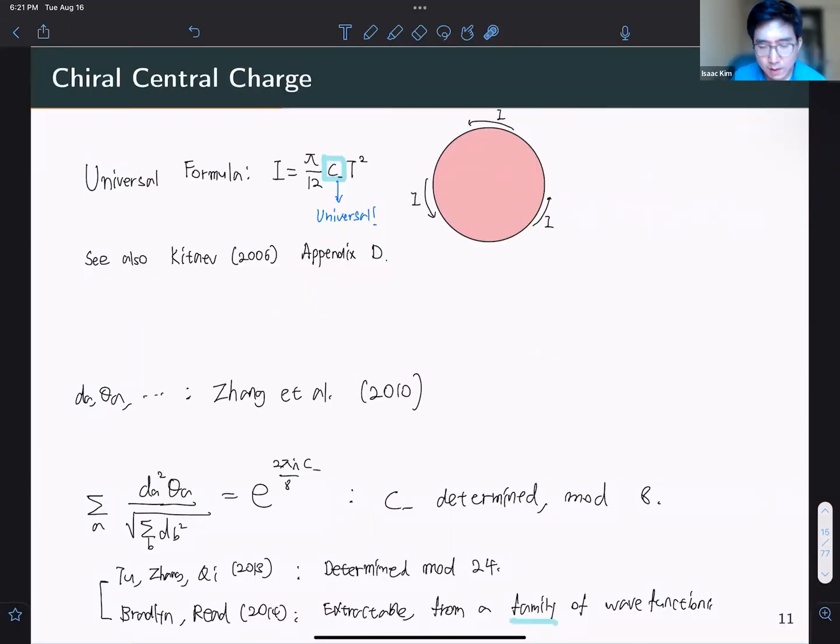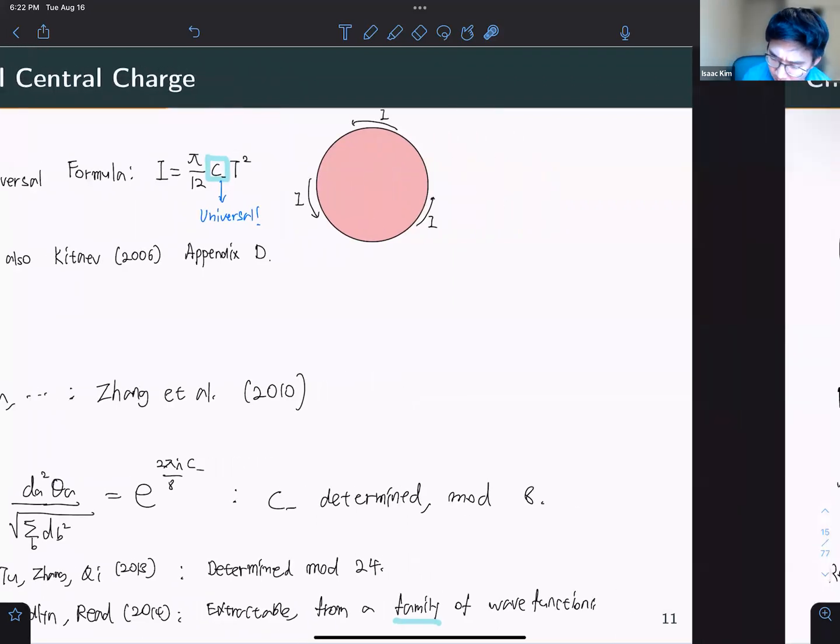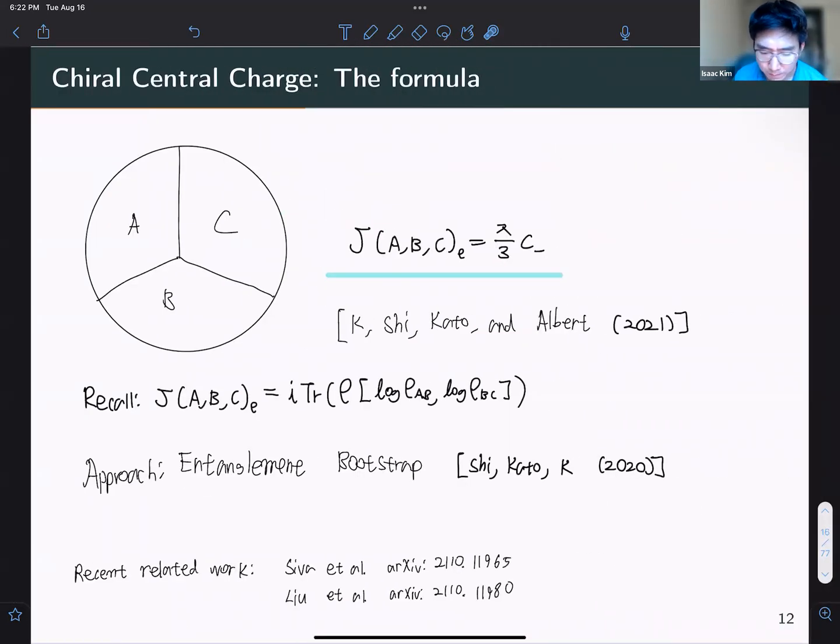From that, you can determine the chiral central charge to some extent, mod 8, if you know all the d_A and theta_A. And using some extra tricks, you can actually make it a little better. But somehow getting this value of the chiral central charge from the bulk in a more direct way wasn't completely obvious, at least if you're restricted to the ground state wave function. So to that end, we propose a formula for this. Based on the numerics that we did, at this point we actually believe that this is really true. But the formula is this.